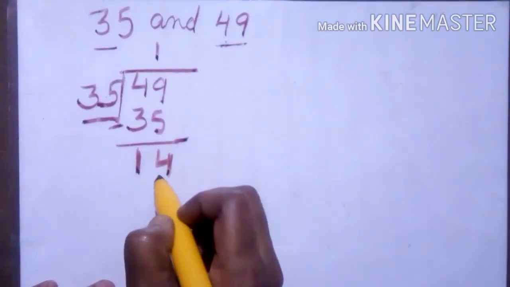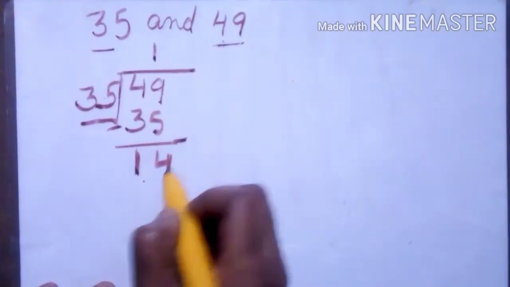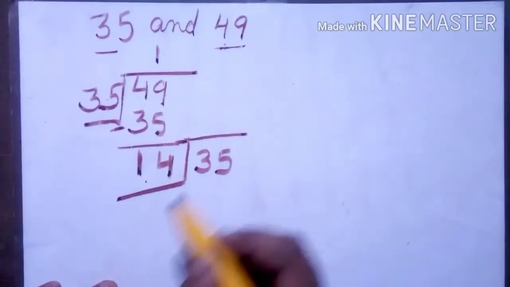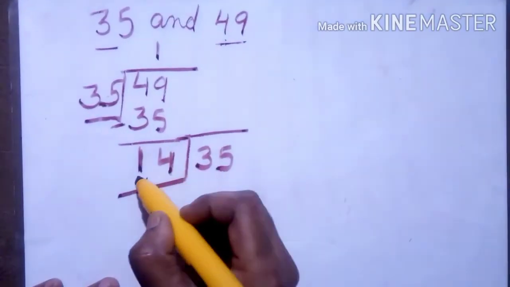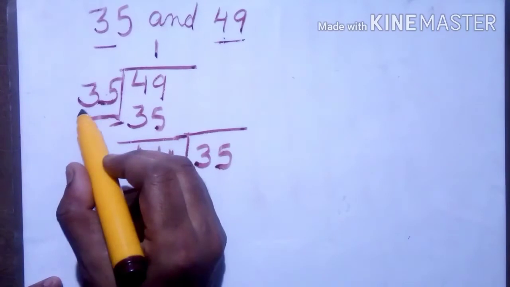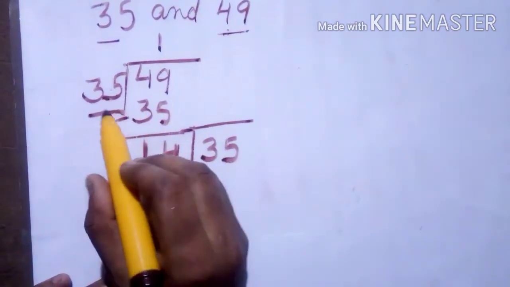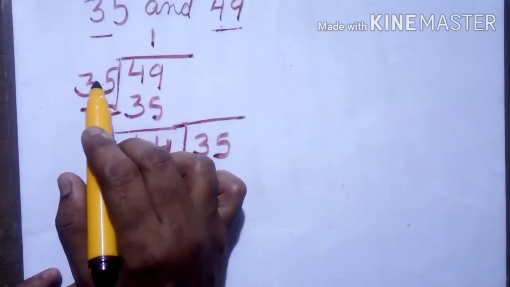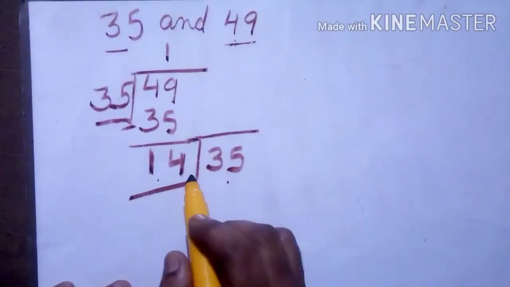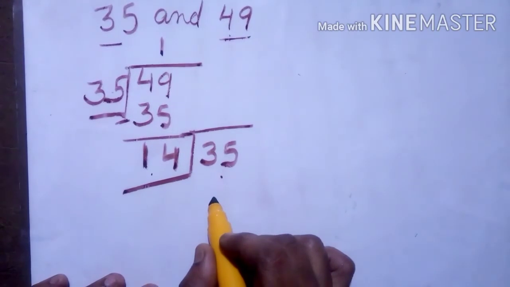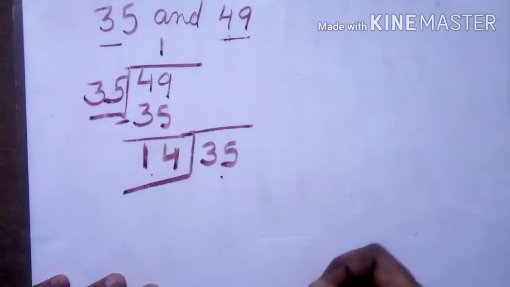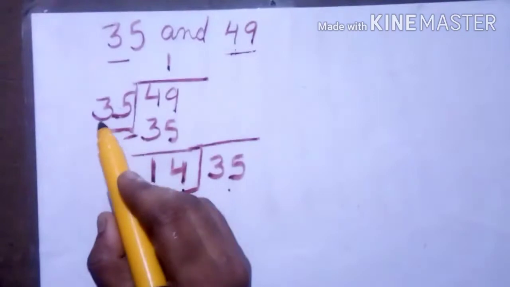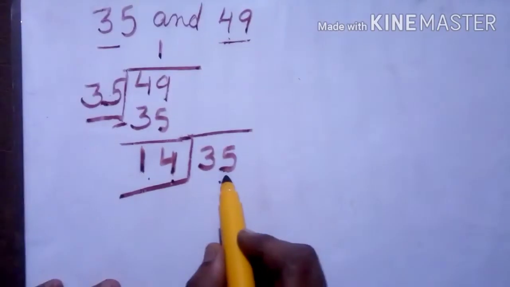When you get the remainder, you have to take this remainder as the divisor and the previous divisor 35 becomes the dividend. Understood, no? So this 14 becomes the divisor and the 35 becomes the dividend. Now again we have to divide, until you get the remainder 0. Till then you have to repeat this same process. The remainder will become the divisor and the previous divisor becomes the dividend.